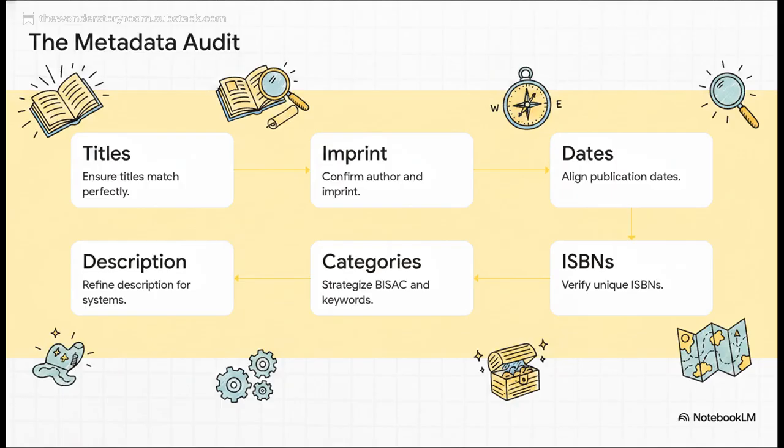Step 3, align your publication dates so your launch date is synchronized globally. Step 4, verify you have the correct, unique ISBN assigned to the correct format. Your audiobook absolutely cannot share an ISBN with your paperback. Step 5, strategize those BISAC codes and keep your keywords clean and honest. And Step 6, polish that description for both the persuasive human and the strict library system. Try to frame this audit not as a bureaucratic hurdle, but as the final, meticulous polish of your treasure map.